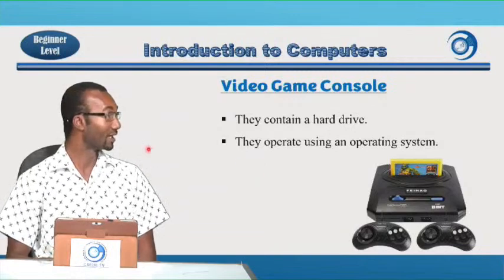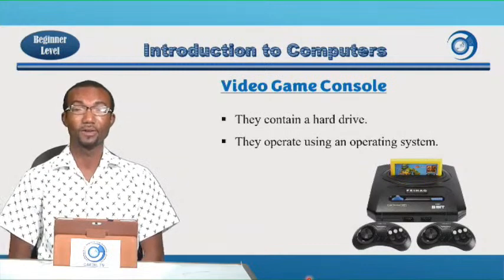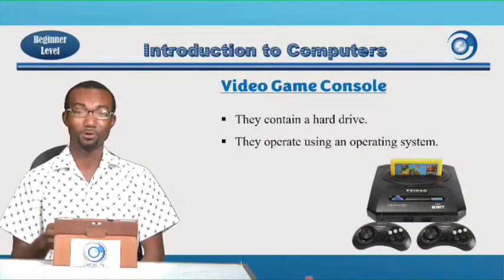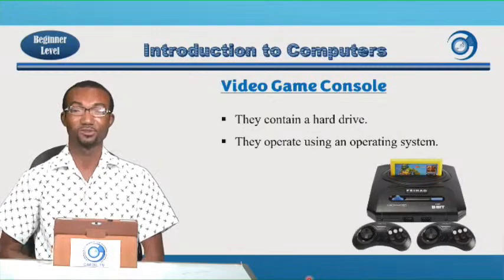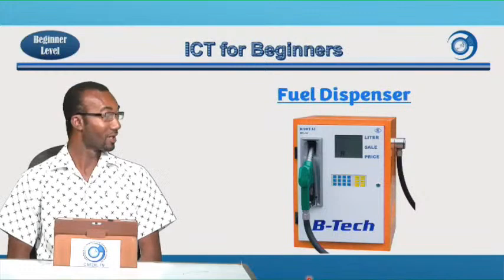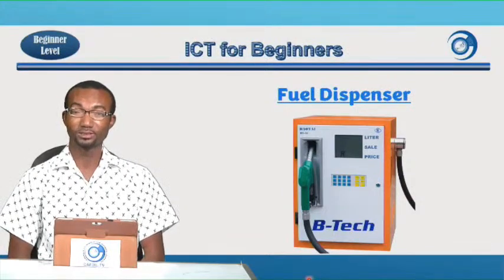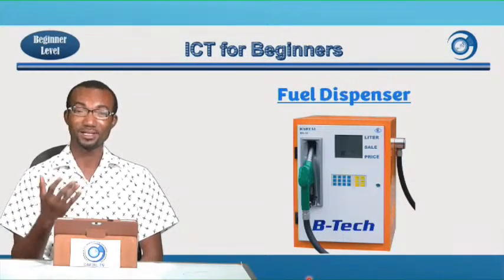So viewers, game console, video game console, normally used with our television set, are also examples of stationary personal computers. Computers that cannot be moved from one place to another. The next example is the fuel dispenser. Fuel dispenser is also an example of a computer, and it comes under stationary personal computers.